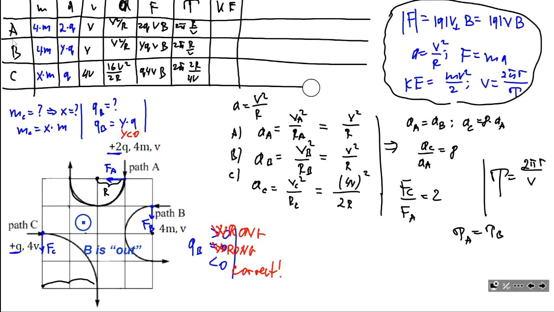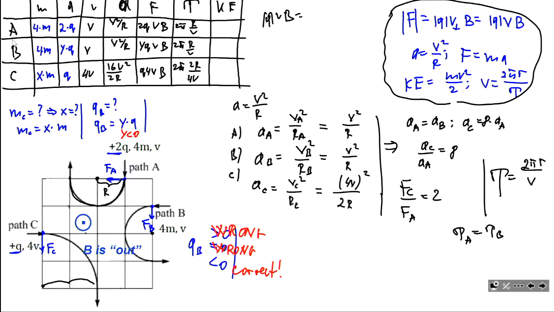You know what? I'm going to use this space. I'm going to do it one more time because that's important practice. So Q V B is equal to M V squared over R. That gives speed, and that gives the period.